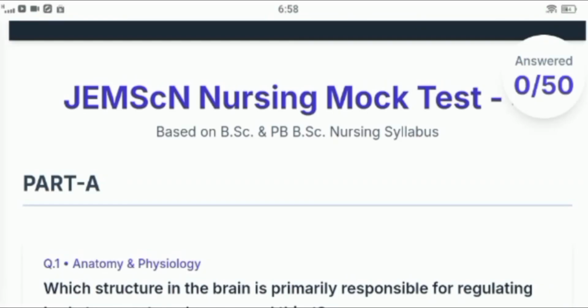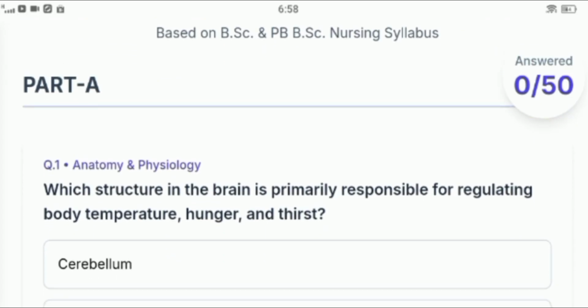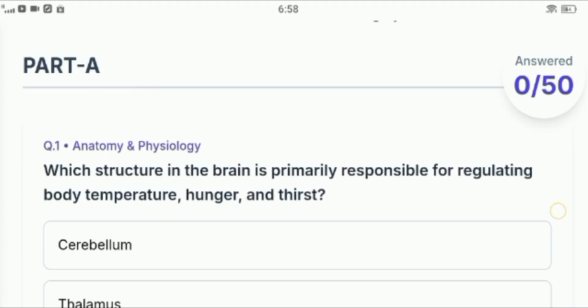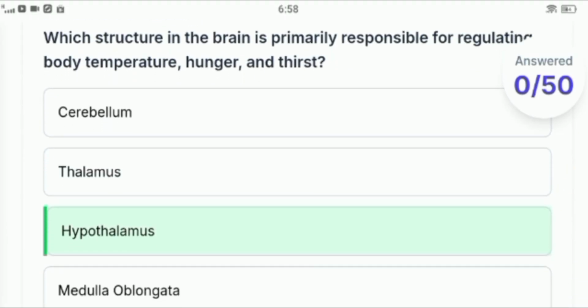So let's start JEMScN Nursing Mock Test, Part A. Number 1, Anatomy and Physiology. Which structure in the brain is primarily responsible for regulating body temperature, hunger, and thirst? A. Cerebellum, B. Thalamus, C. Hypothalamus, and D. Medulla oblongata. So the correct answer is the hypothalamus.